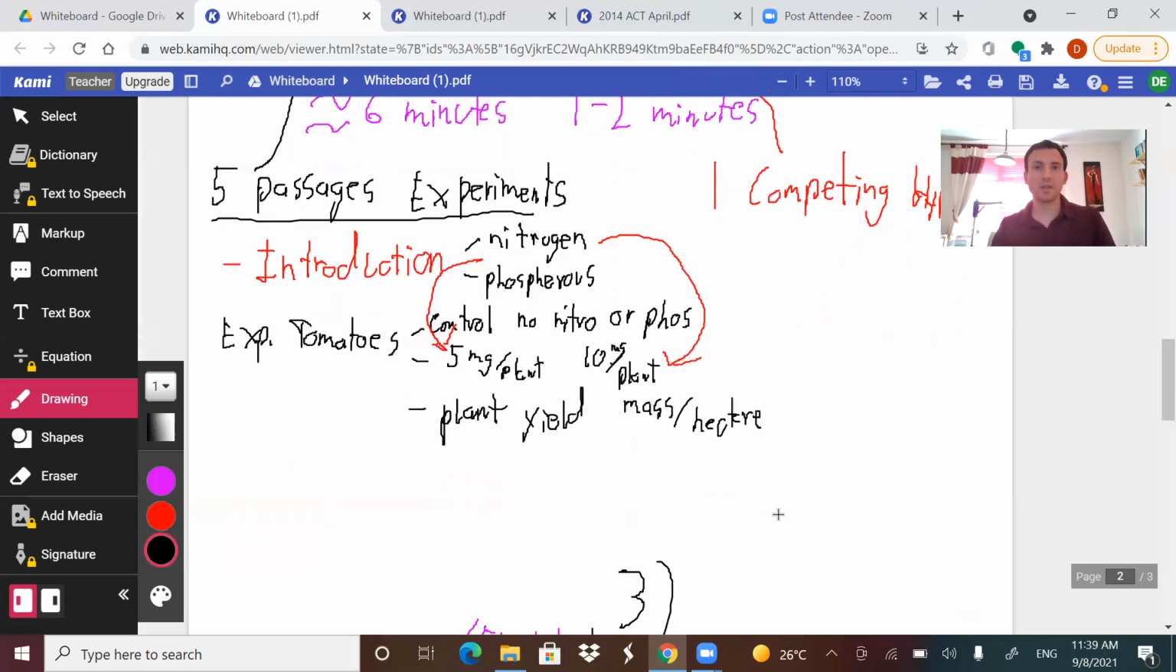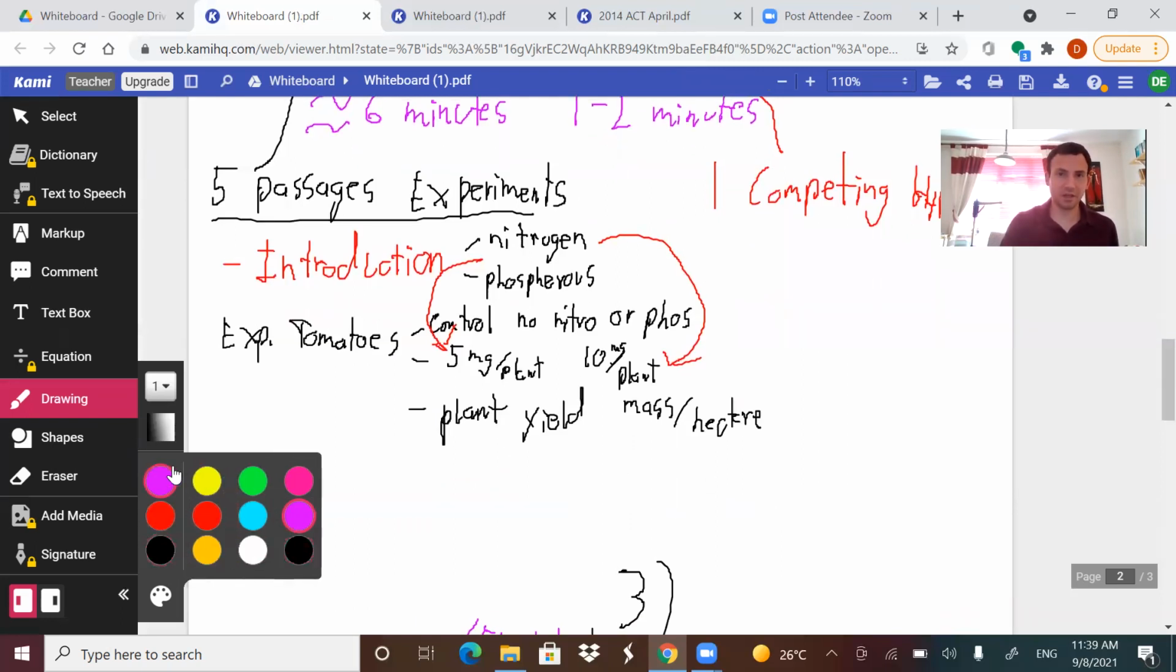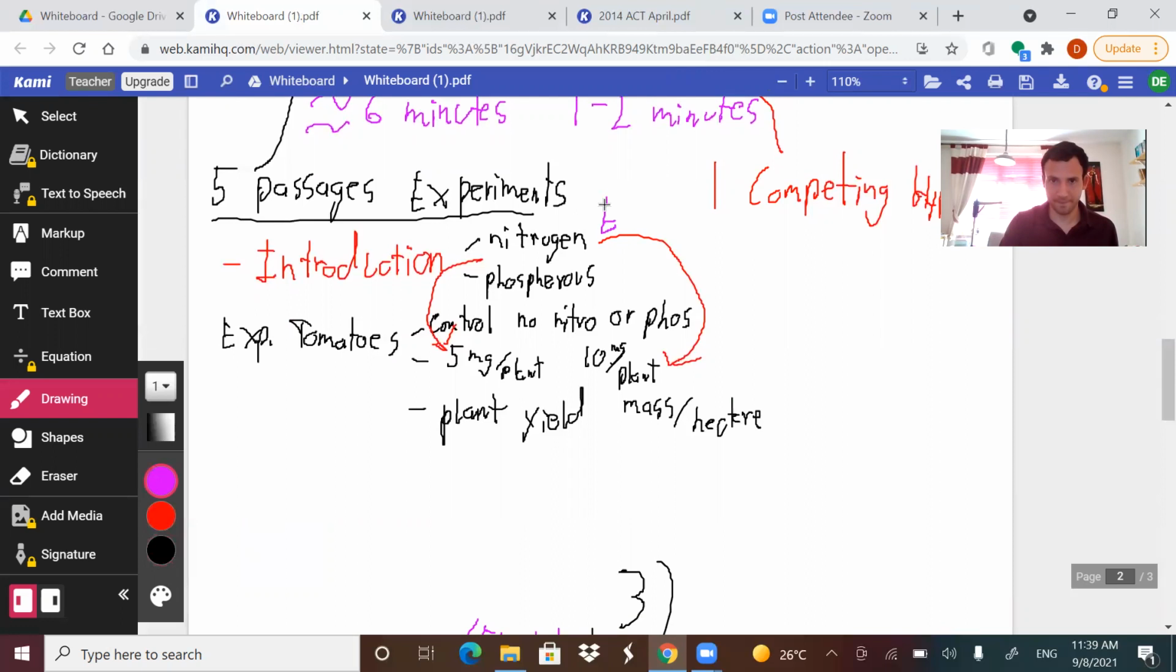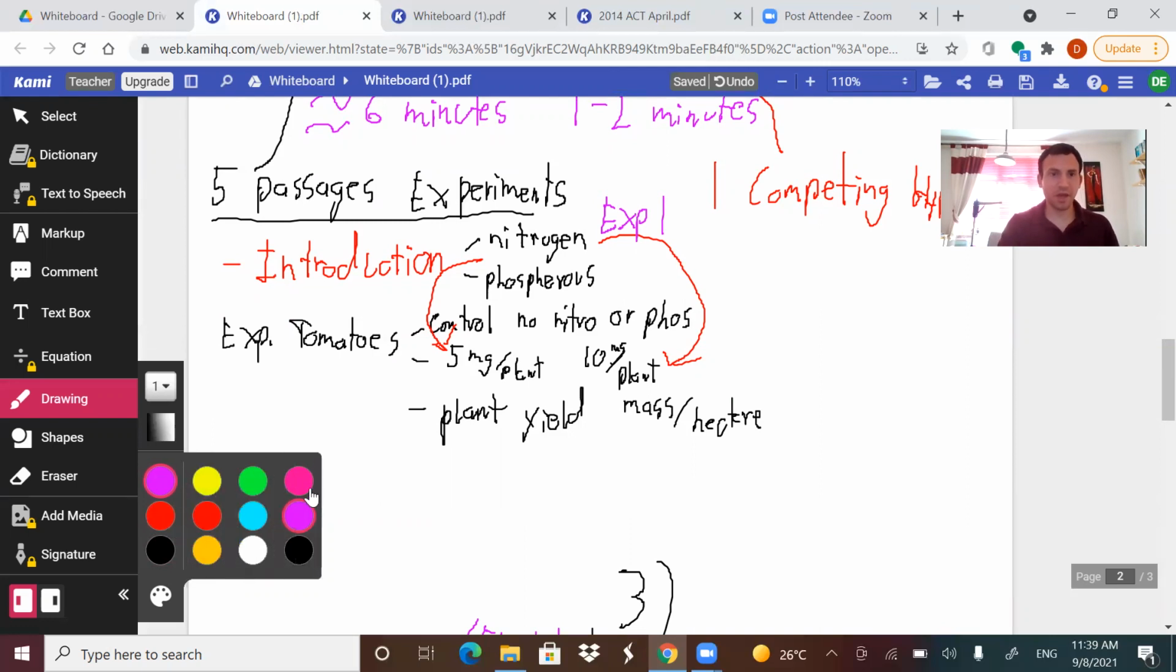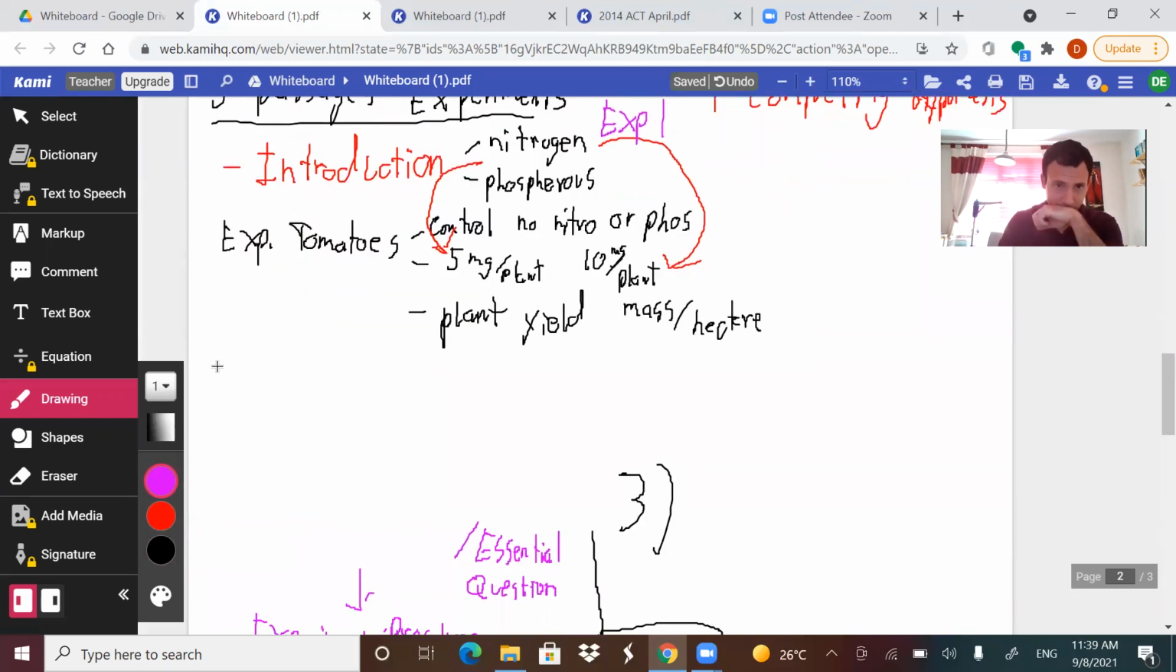And so that may be experiment 1. And then the second experiment, and they'll give you a table or a chart with that experiment. So the second experiment, experiment 2, experiment spinach, they'll do the same exact thing with the nitrogen and the phosphorus, and the control group, they'll just run it with spinach.